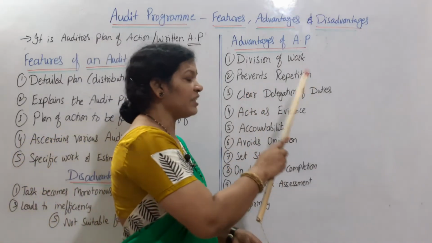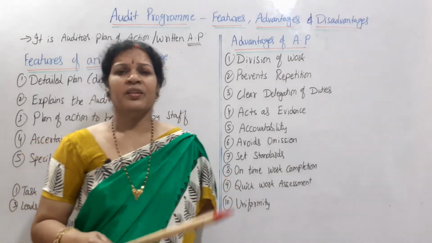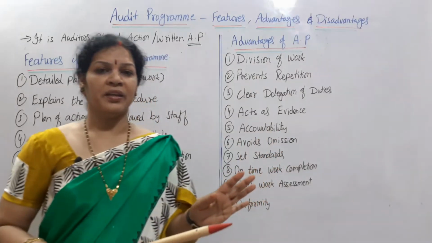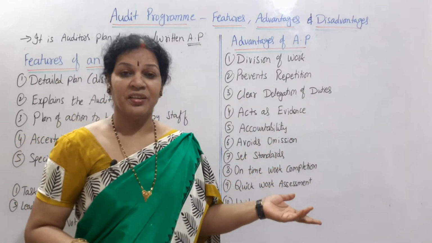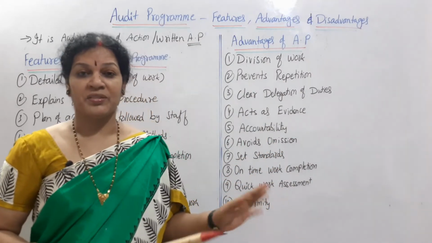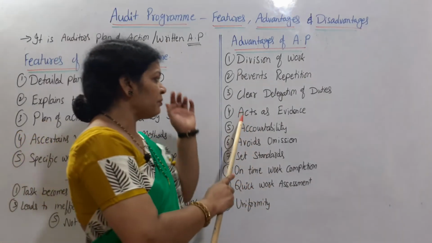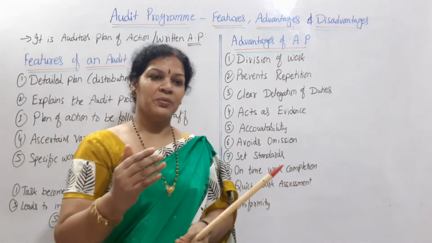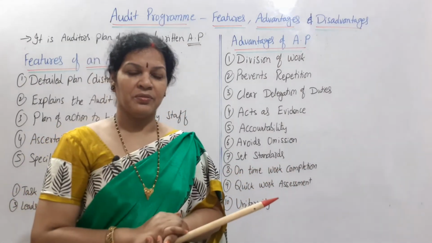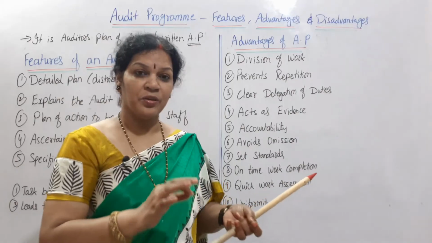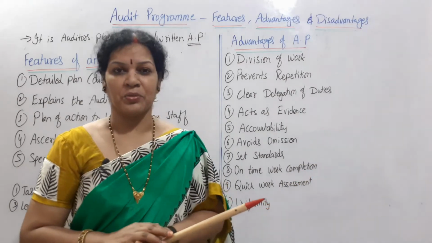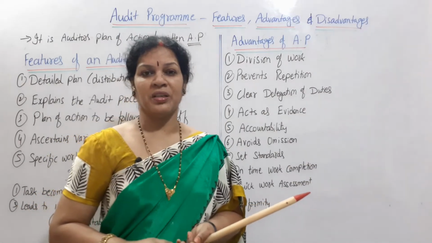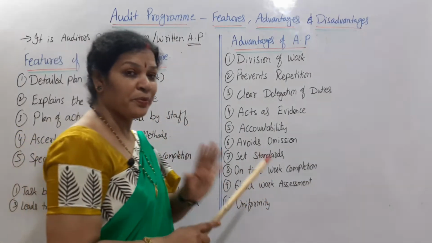Third point is clear delegation of duties. Division of work is there, and once the audit program is clearly prepared, then delegation of duties is very easy. No confusion among the staff members, they have more clarity, right? In the same way, it acts as evidence. Sometimes when a crisis comes, whenever critical cases are there, they can use this audit program as evidence also. It can be produced even in a court of law. So it is going to work like evidence, proof, written proof, okay?